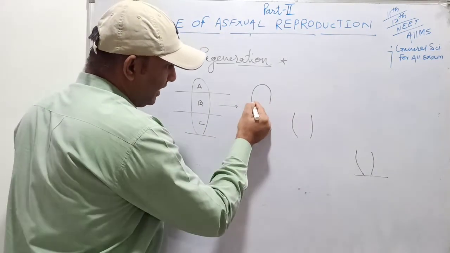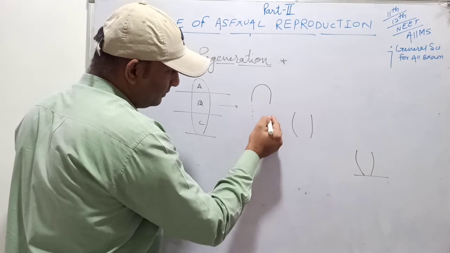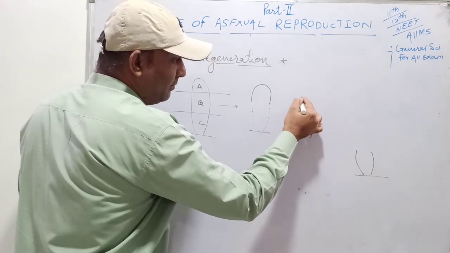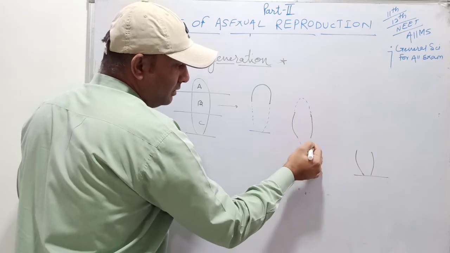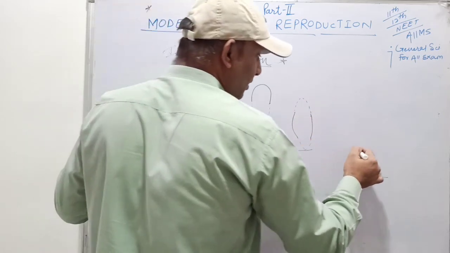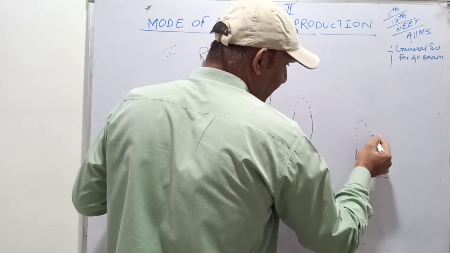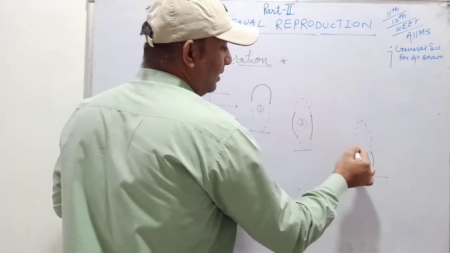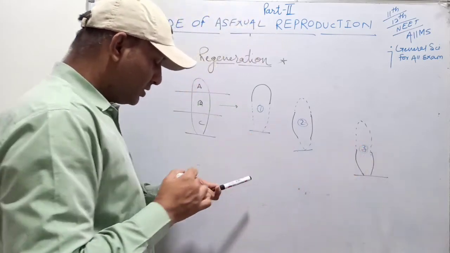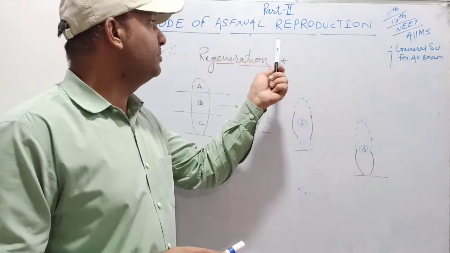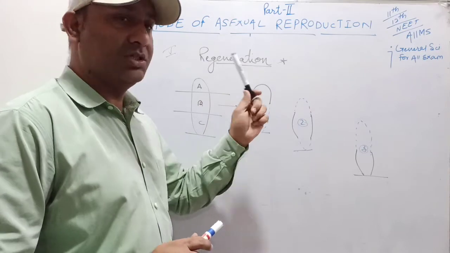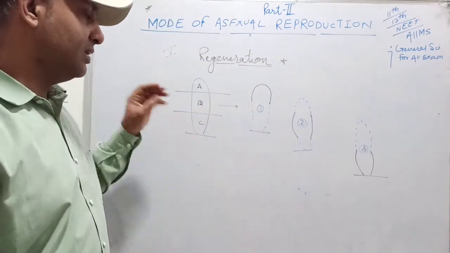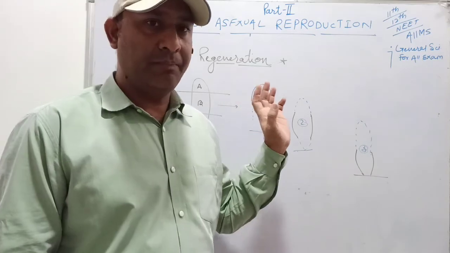Now during regeneration, these small 3 pieces develop the remaining part and then develop into 3 new planaria. So it is planaria first, second, and then third. This type of reproduction, especially asexual reproduction, is called regeneration. So these are the 5 different modes of asexual reproduction, with their types, process, and examples.